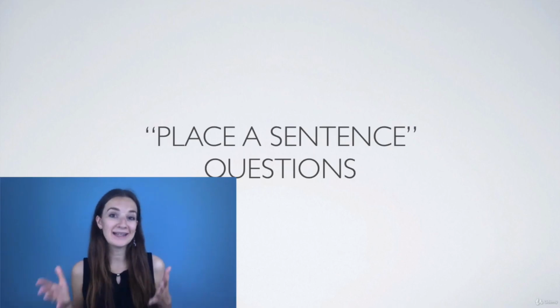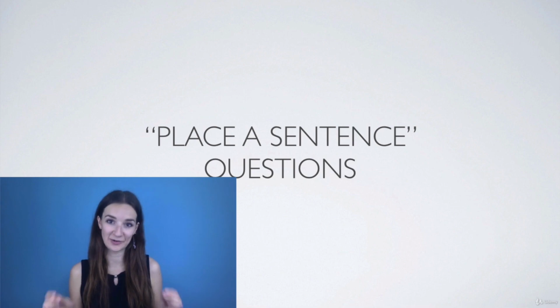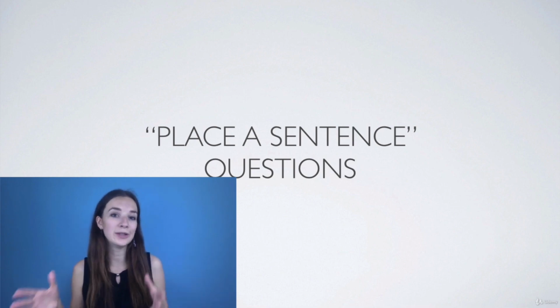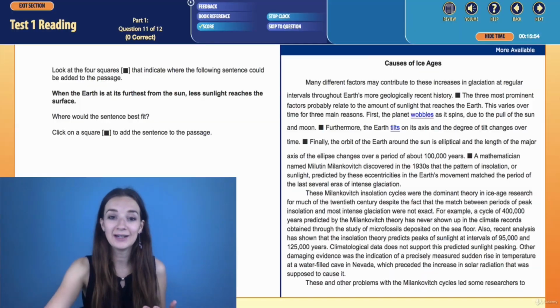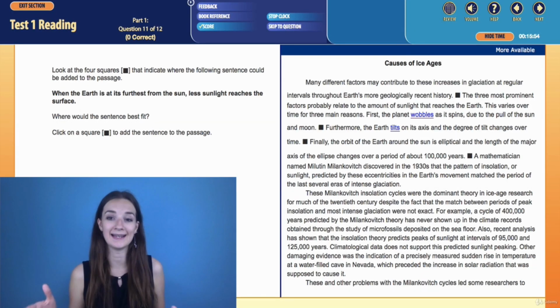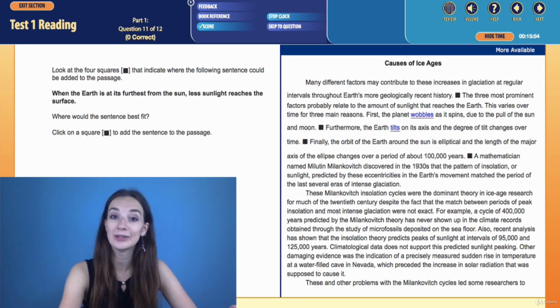Alright, so let's talk about the next question type in the reading section, and it is place a sentence questions. So how do we know that we have a place a sentence question? Very easy. Here we have an example of a place a sentence question. So we have these 4 squares and we have this sentence, and we need to put this sentence in one of those 4 squares, okay? So how do we know where to put this sentence?